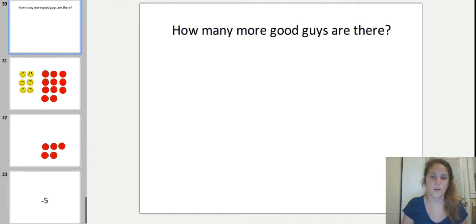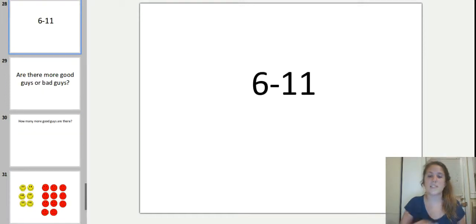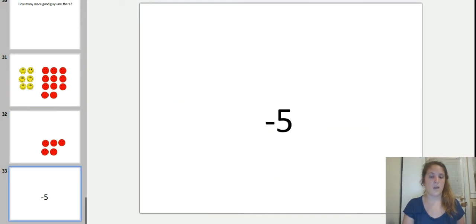I'm going to run up here real quick again. 6 minus 11. How much bigger is 11? How many more bad guys are there than good? There's 6 good guys. That means 7, 8, 9, 10, 11. There are 5 more bad guys, and because they are bad, our answer is negative.